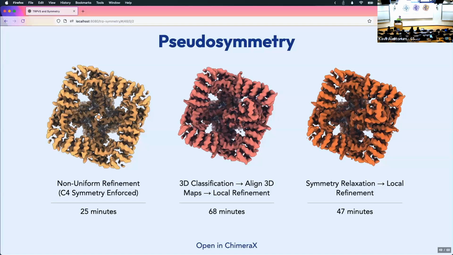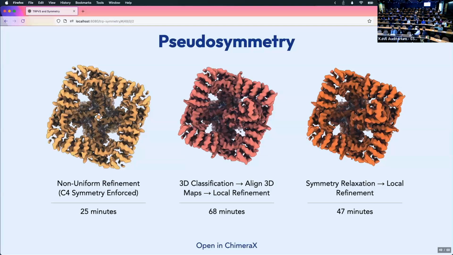Hi, I have a question. When you initially saw the four ghostly copies of calmodulin in your C4 map, why wouldn't one just go back and re-refine with C1, and see if you can accomplish what you just did with the other two workflows that you described? Yeah, so that's a good question.